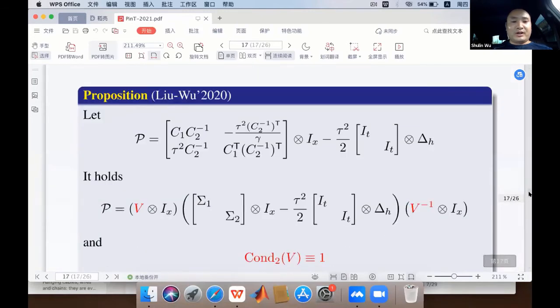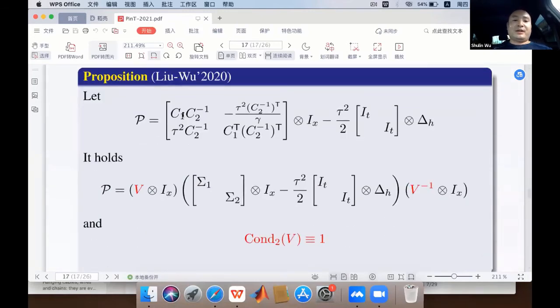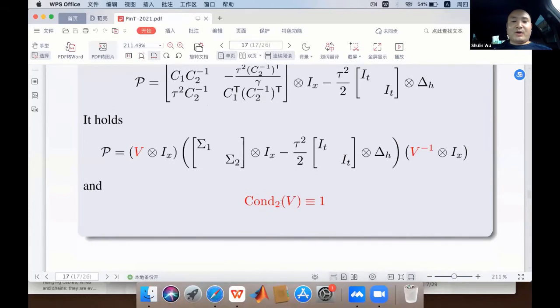But if we use the preconditioner, which is obtained by replacing all the Toeplitz matrices by circulant matrices, we can prove the eigenvector matrix of this part satisfies a very beautiful property. The condition number of the eigenvector matrix V equals one. So this is the optimal diagonalization formula for this matrix, for this preconditioner.